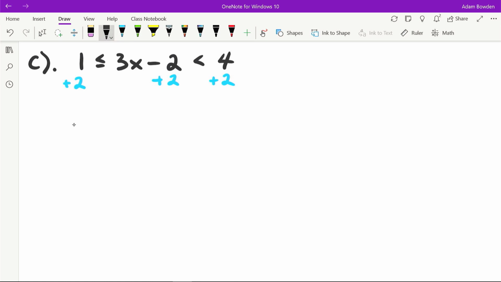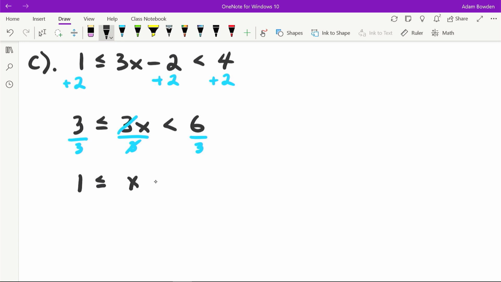So we're going to add 2 plus 1 to get 3 less than or equal to 3x less than 6. And then to get x by itself, we need to divide by the number 3. And we'll divide across everything by 3. That'll make it 3 divided by 3, which is 1, less than or equal to x less than 2.